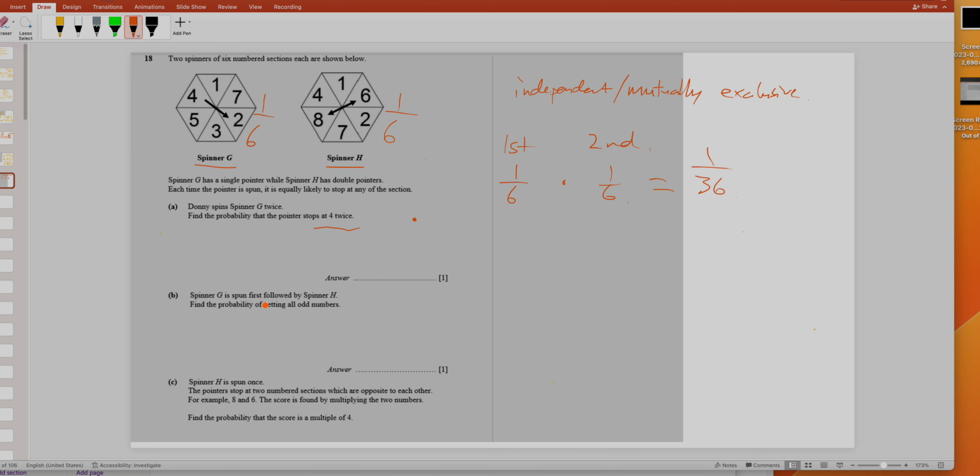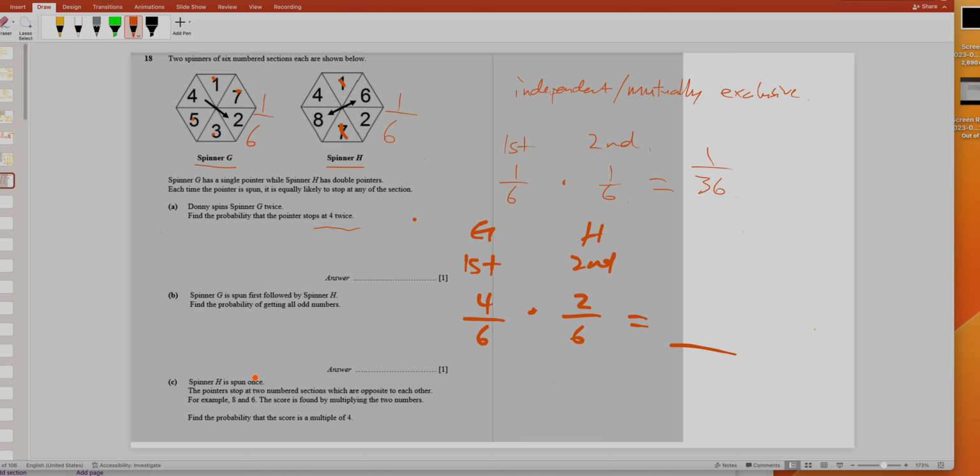This one. G spun first, then H later. So getting all odd numbers. So you need to find out how many odd numbers here. 1, 2, 3, 4. So the first is 4/6. Then the H one is 1, 2 only, right? So it's 2/6, right? So first and followed by this. So this is the first, this is the second, this is from G, this is from H, so you times together. You simplify, then you times together. But of course you can use your calculator, then you don't have to use your mental power. Okay, so that's the answer for this.